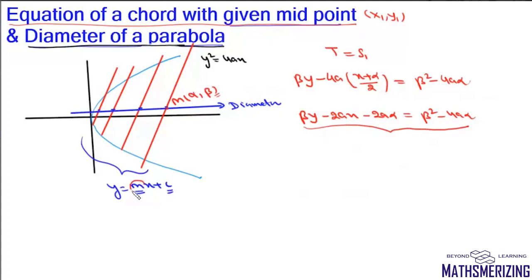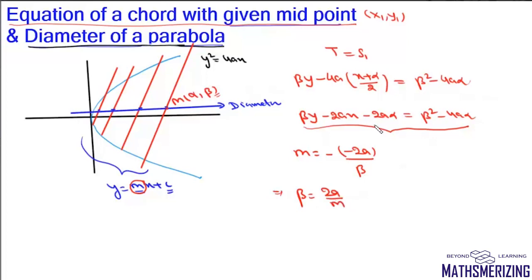Now we know that any chord has a slope which is m. So what is the slope of this line? The slope of this line is minus the coefficient of x upon the coefficient of y. So it will be minus of minus 2a upon beta. So from here we can write beta as 2a by m.